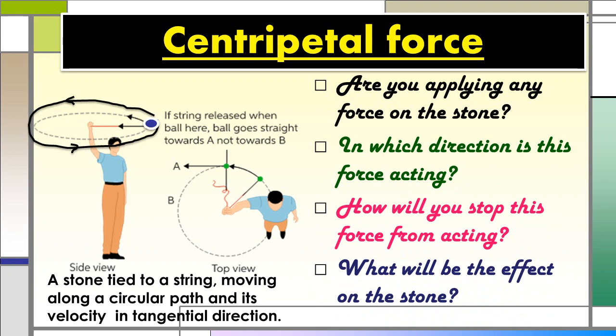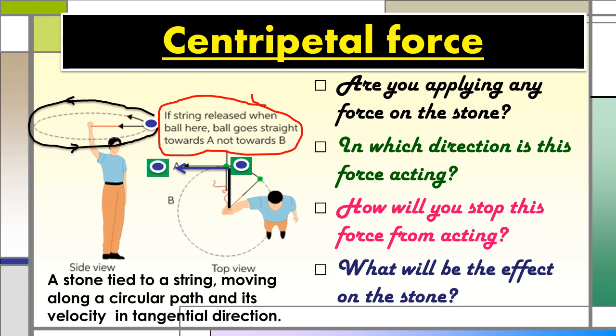So student, we can observe here one stone is tied to the string, and if we rotate the string, it will start moving in a circular path, in a clockwise direction. And if we stop applying the force, it will stop rotating, and the stone will fall off. So as long as we are holding the string, we are pulling the stone towards us, that is towards the center of the circle, and applying a force towards it.